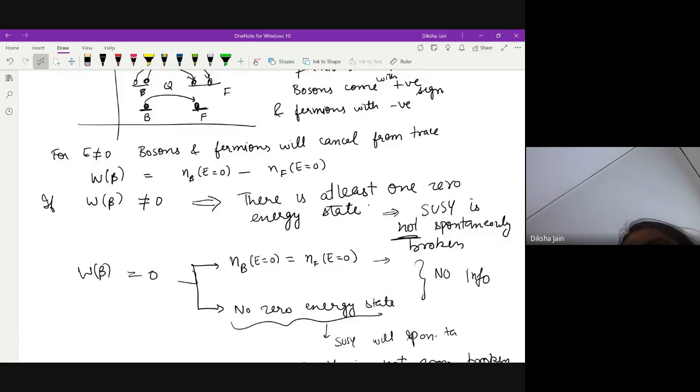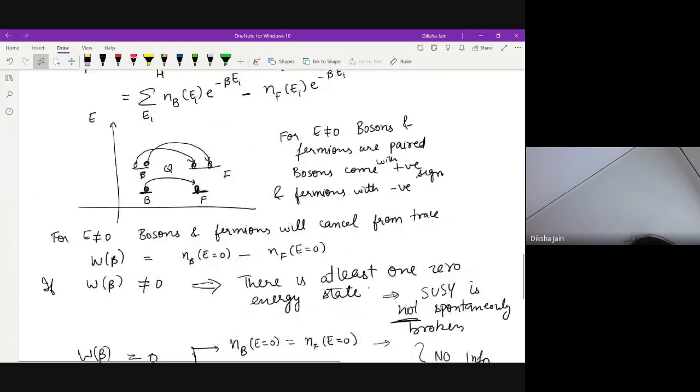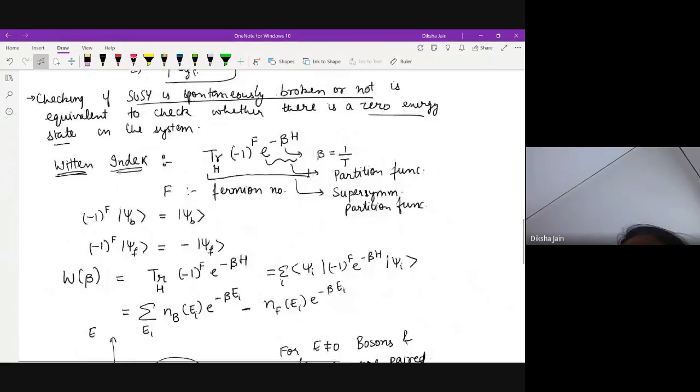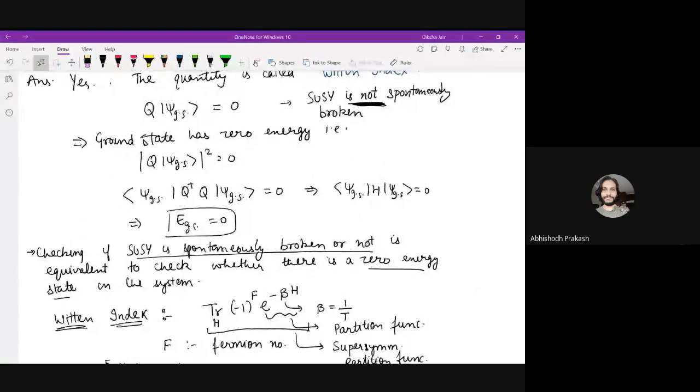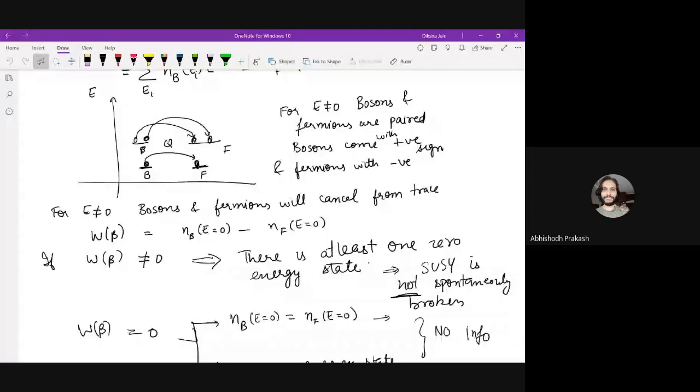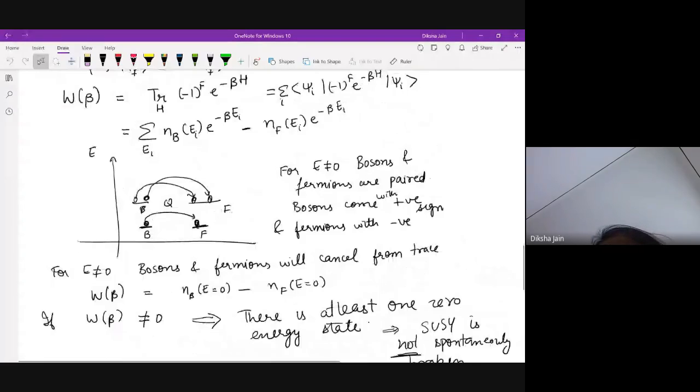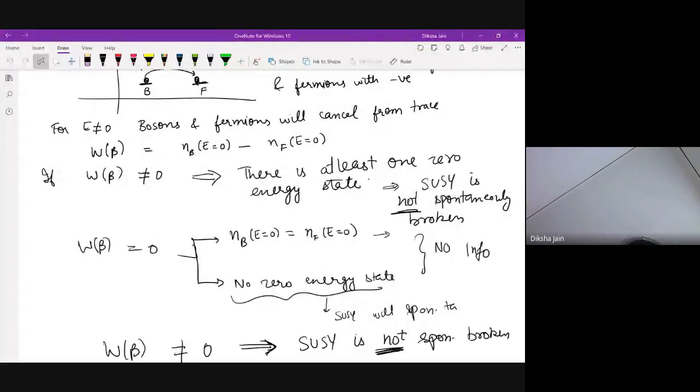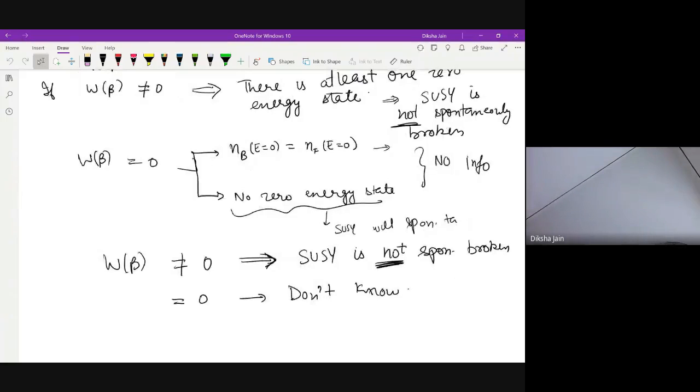So if there is a zero energy state, as we already discussed, Q acting on that state will be zero. Yeah, okay. Sorry. You're right. So then the supersymmetry is not spontaneously broken. But if the Witten index is zero, in that case, you cannot conclude whether there is no zero energy state or whether there are zero energy states, but the bosons and fermions are paired. You cannot say. There can be two cases. So you do not get information. Thank you. Any other question?